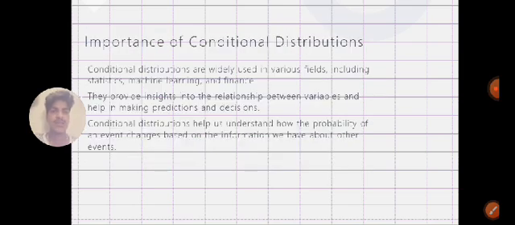Importance of conditional distribution. Conditional distributions are widely used in various fields, including statistics, machine learning, and finance. They provide insights into the relationships between variables and help in making predictions and decisions. Conditional distributions help us understand how the probability of an event changes based on the information we have about other events.